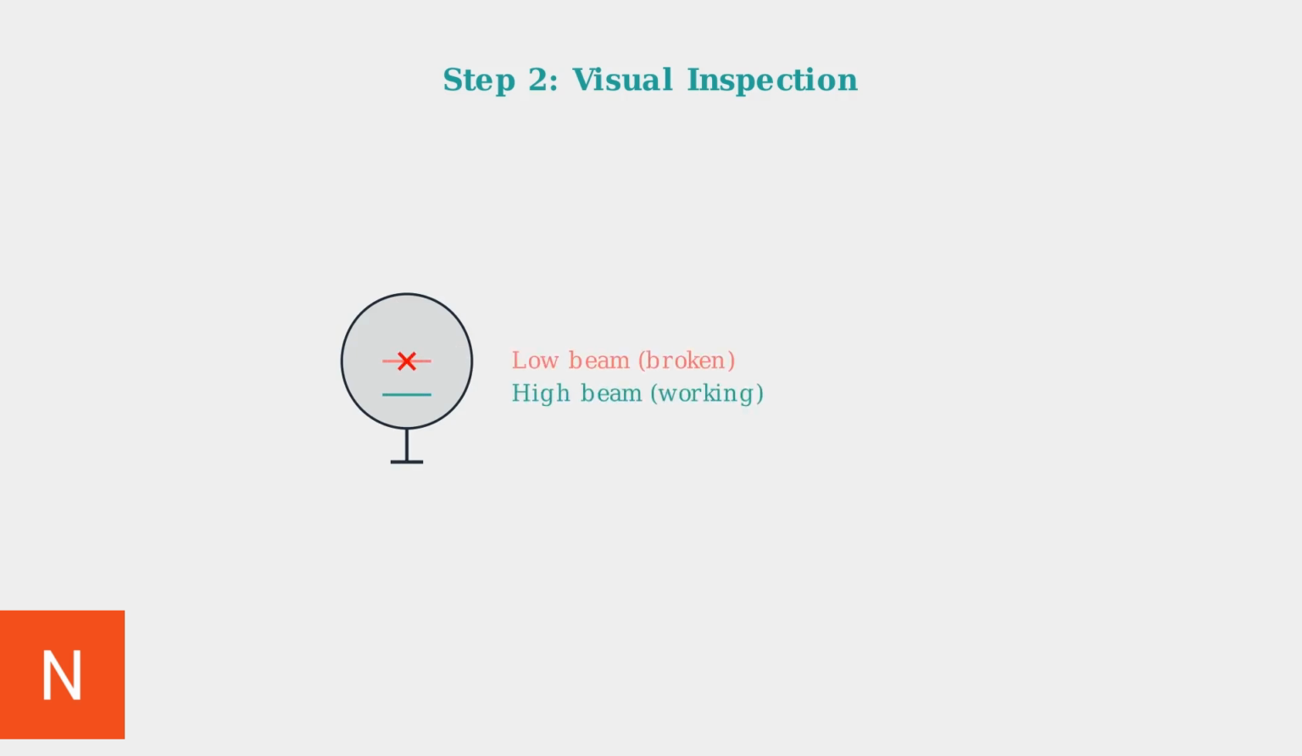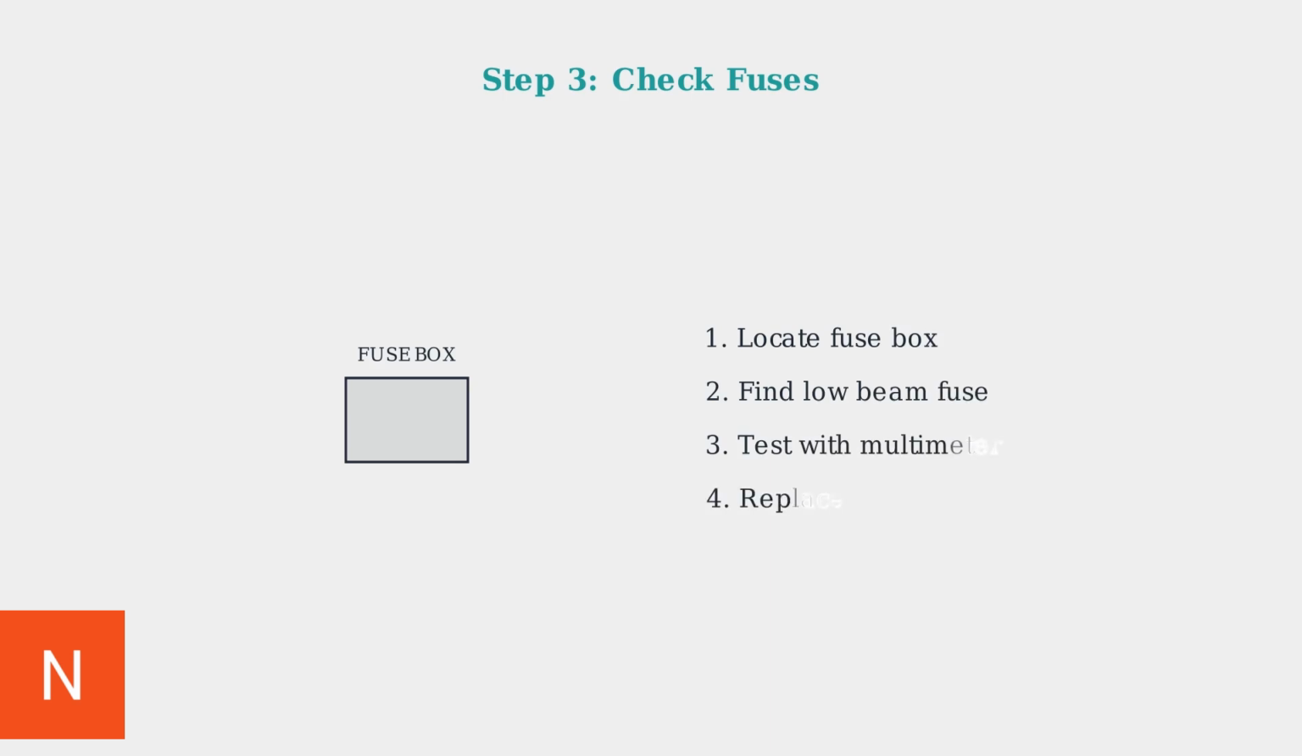Start by parking your vehicle on a level surface away from traffic. Next, perform a visual inspection of your headlight bulbs. Look for broken filaments, darkening of the glass, or any obvious damage to the bulb housing. Locate your vehicle's fuse box, typically found under the hood or dashboard. Test the low beam fuse using a multimeter or fuse tester.